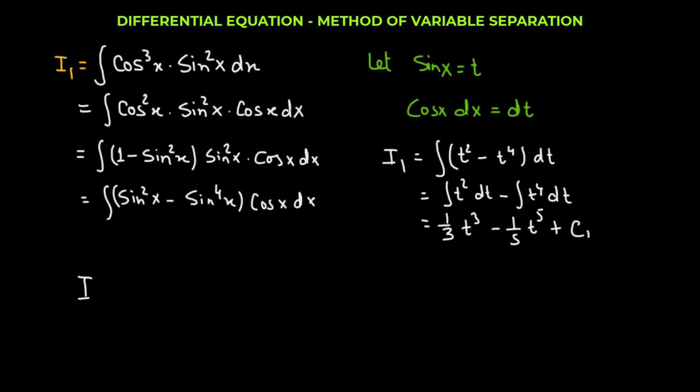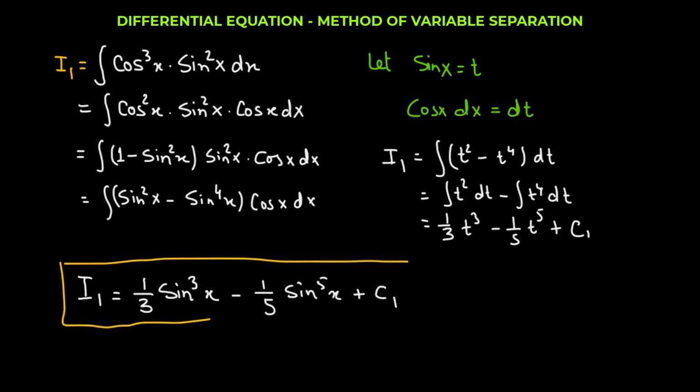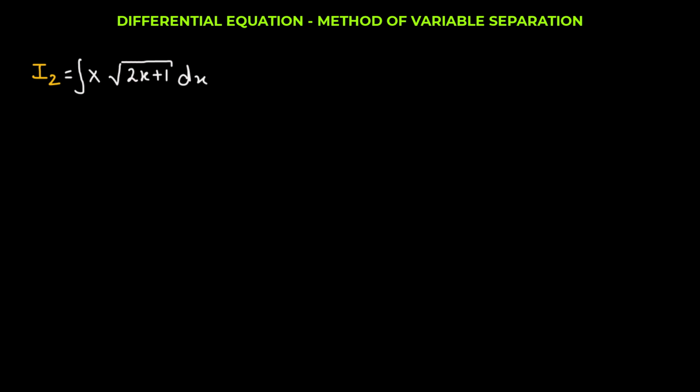Therefore, I1 becomes 1/3 of sine cubed x minus 1/5 of sine x raised to the power of 5 plus c1. Coming to the second integral, I2 equals the integral of x times the square root of 2x plus 1 dx. We will perform this integration by the method of substitution. Let's assume that 2x plus 1 equals a variable t. Differentiating both sides with respect to x gives us 2 dx equals dt, or simply dx equals half dt.